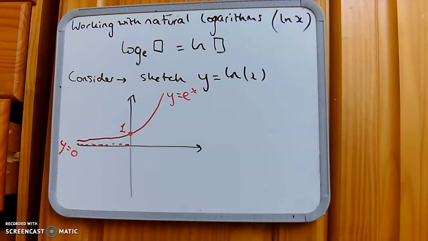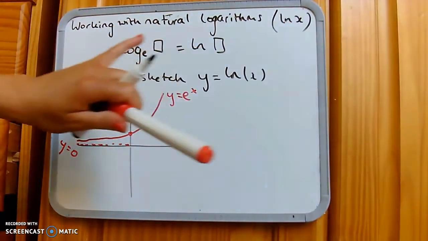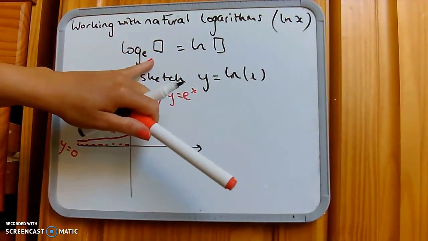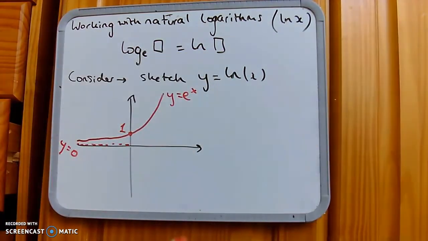Okay, so we're going to move on to work with natural logarithms. Just a quick reminder, we call these ln x, and that is log of base e. If we've got log of base e, we don't write that, I've never seen that, we write ln. Okay, now I'm going to start with considering the sketch. You know I always love my sketches.